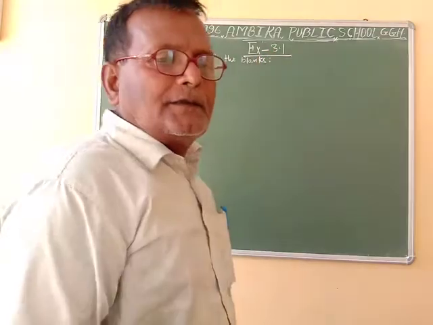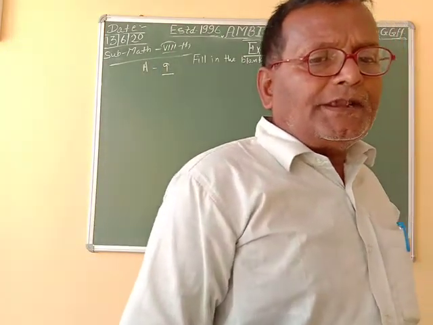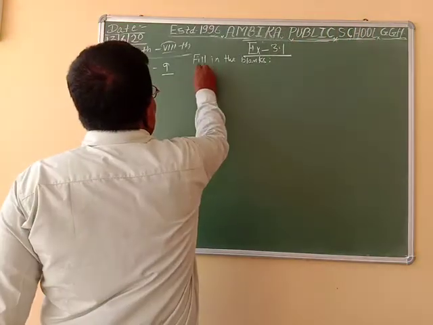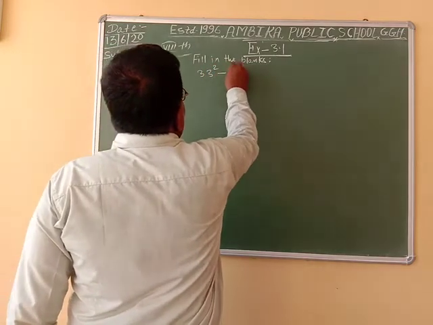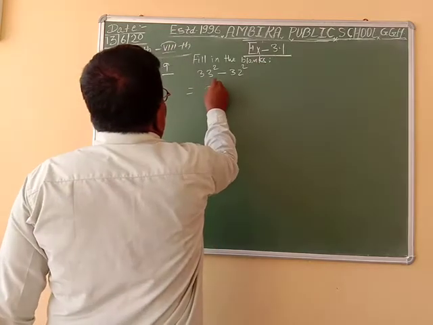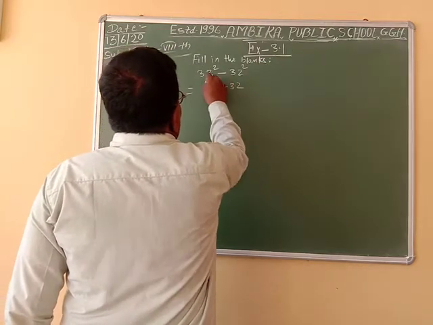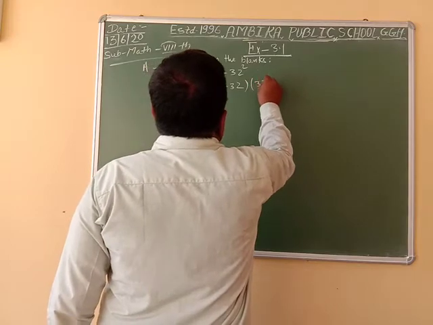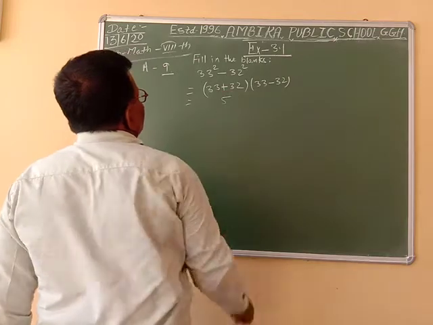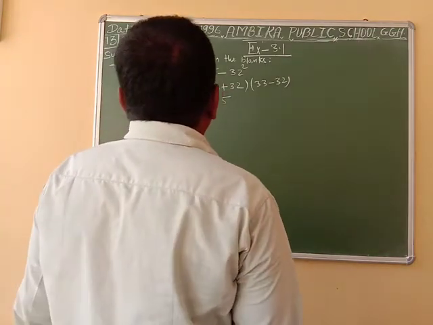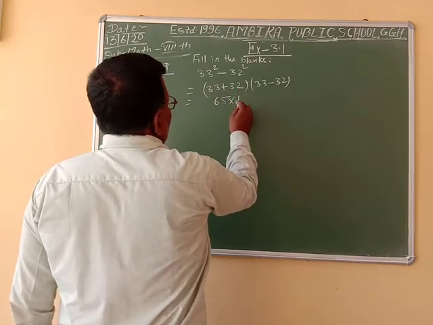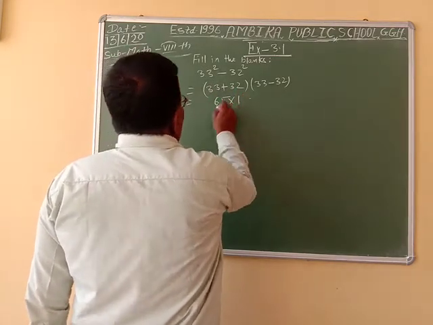Fill in the blanks. 33 square minus 32 square is equal to 33 plus 32 into 33 minus 32, which is equal to 65 into 1, which is equal to 65.